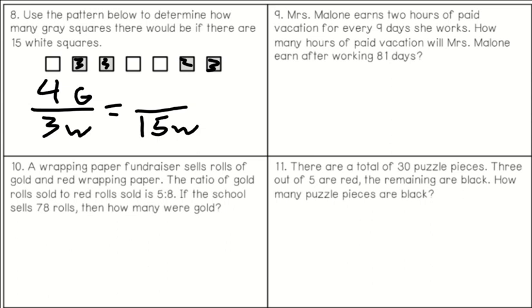All right, so what do I multiply by to go from 3 to 15? 5. So we got to do the same thing to the top. 4 times 5? 20 gray squares. So that would be our answer right there. Any questions on that? All right, y'all try the other 3 there.